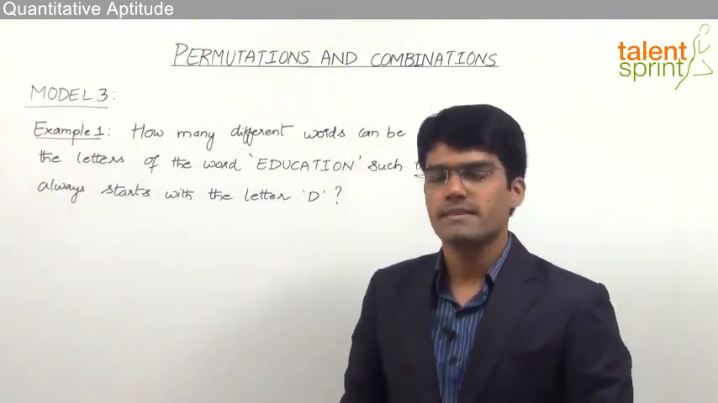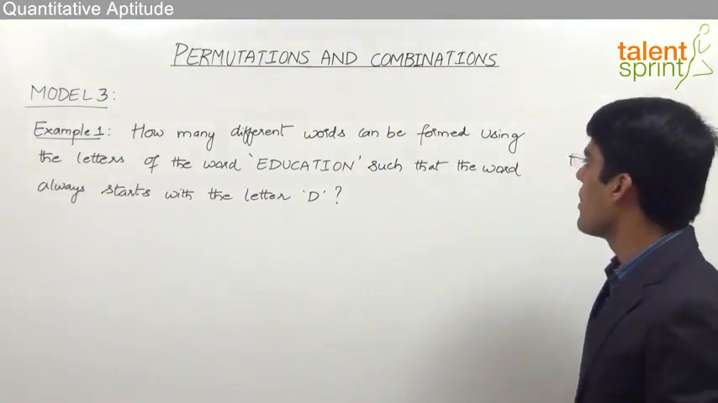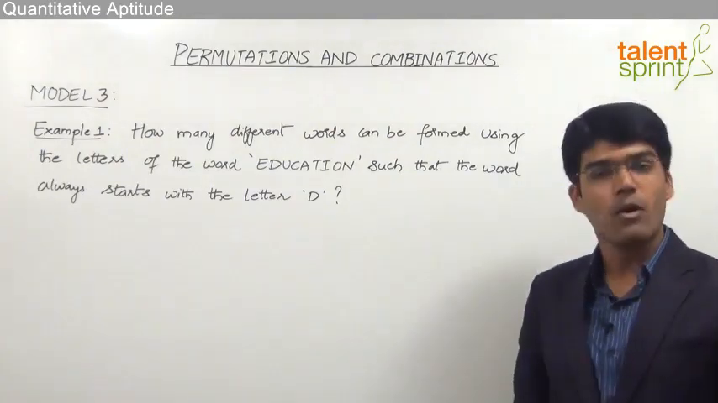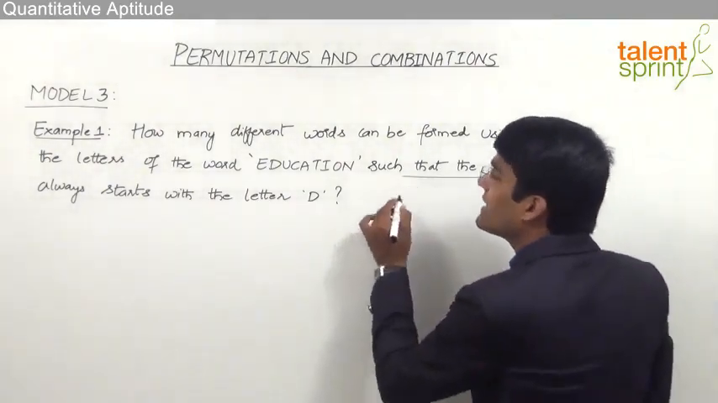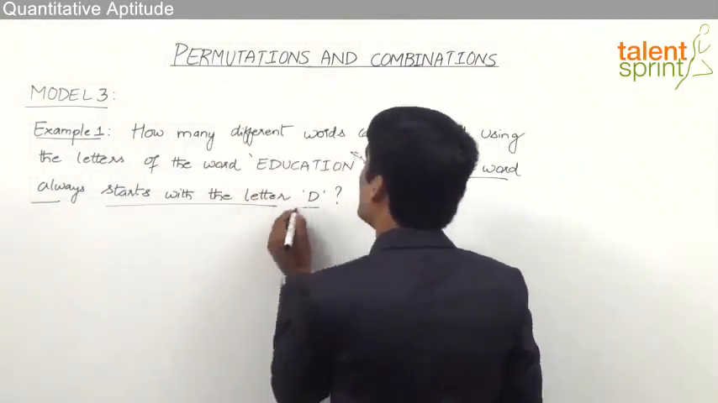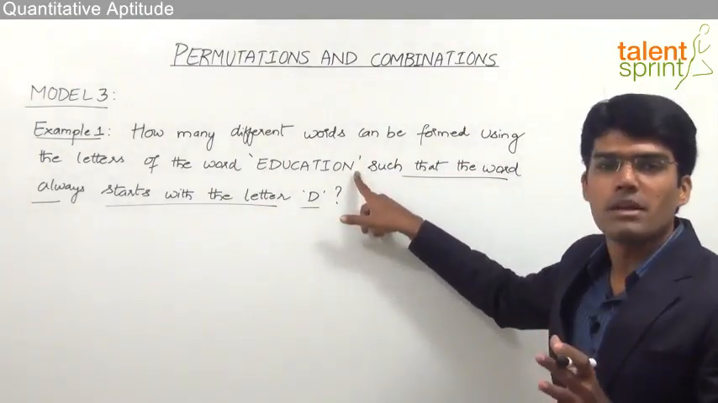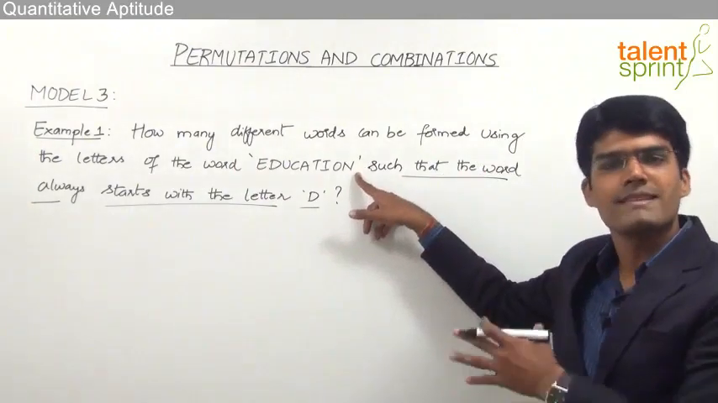Let us have a look at the first example. The question here is, how many different words can be formed using the letters of the word education such that the word always starts with the letter D? And as you can see here, such that the word always starts with the letter D is the condition. But up to this point it is a simple question. How many different words can be formed using the letters of the word education? So that's a direct question.